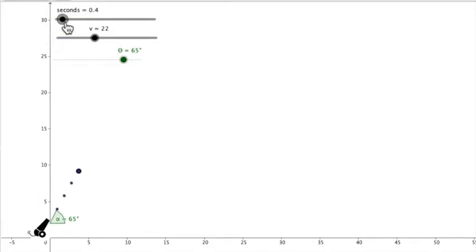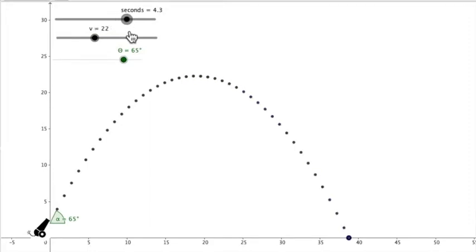It's leaving the cannon. It seems to be going higher than before because we have a higher angle, and much higher because of the velocity. It's reaching a max right about there, about 20 meters from the cannon and about 22 meters high. If we continue the pattern, it's going to fall almost 40 meters away from the cannon, and it took 4.3 seconds to get there.